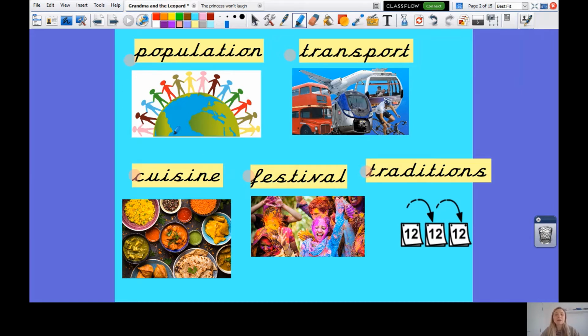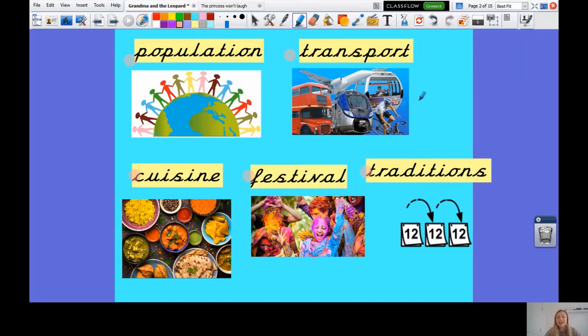Population is the amount of people who live in an area. So you might have the population of the world, which is nearly 8 billion, or you could have the population of a country or a city. Guess which country we're going to be thinking about the population of? India.